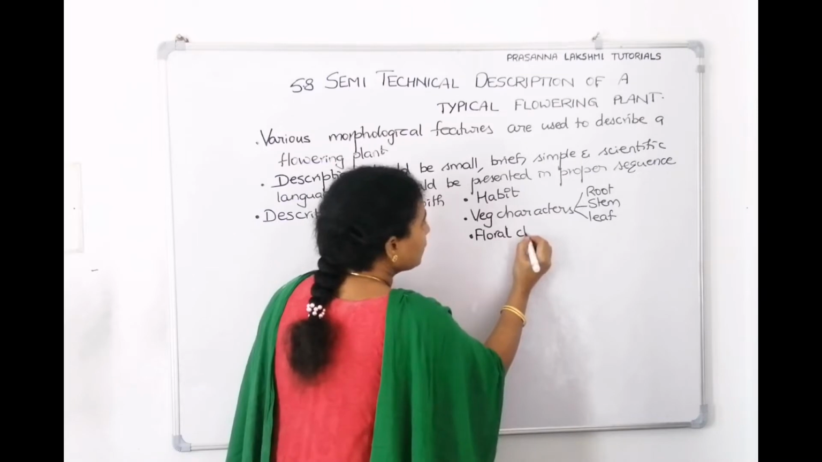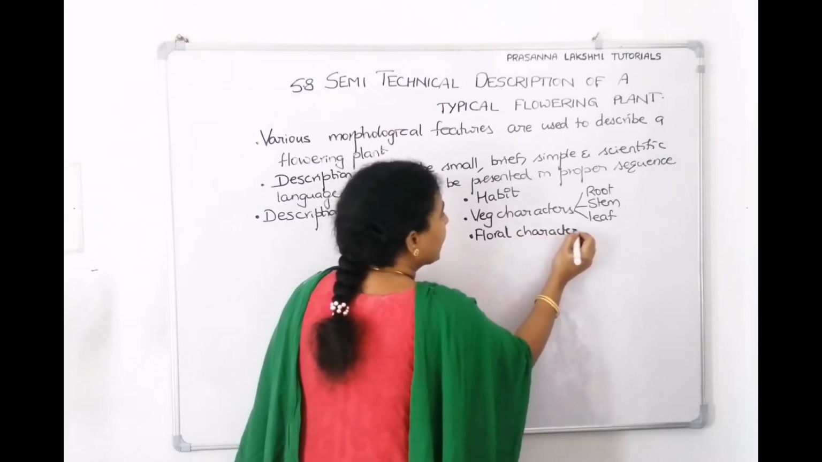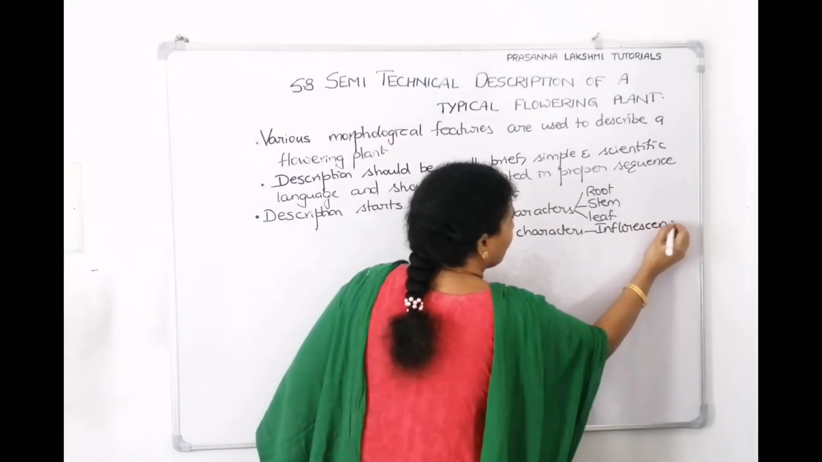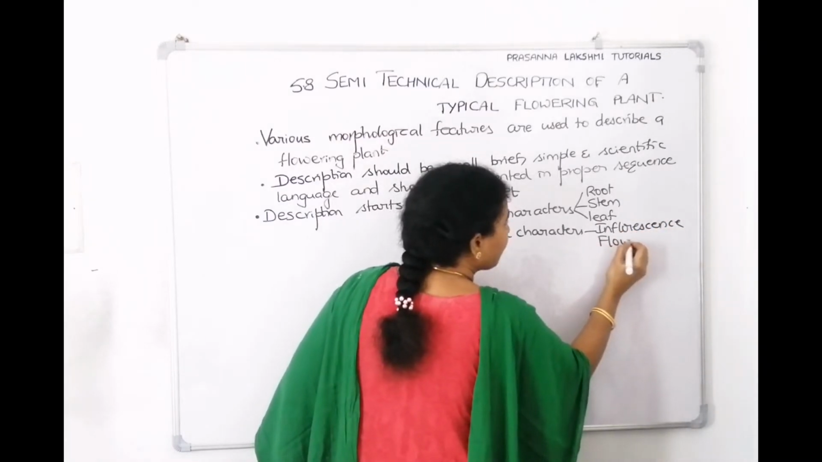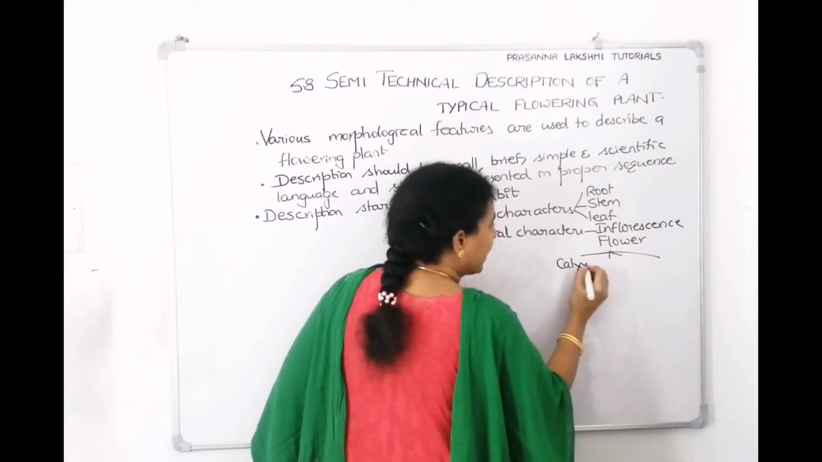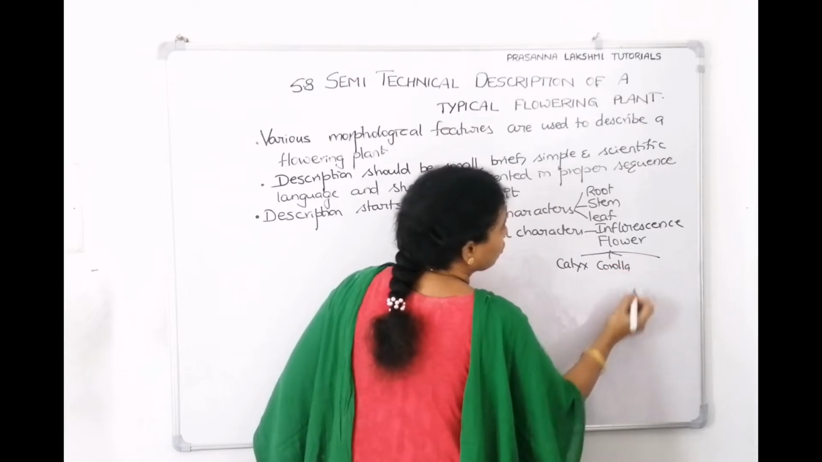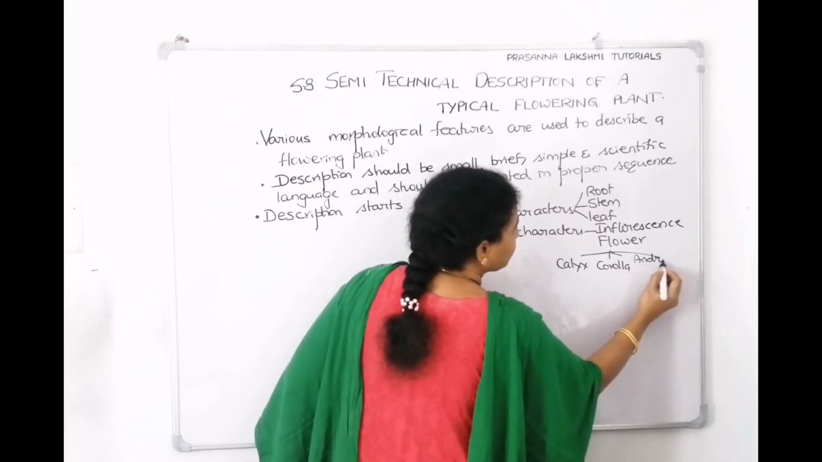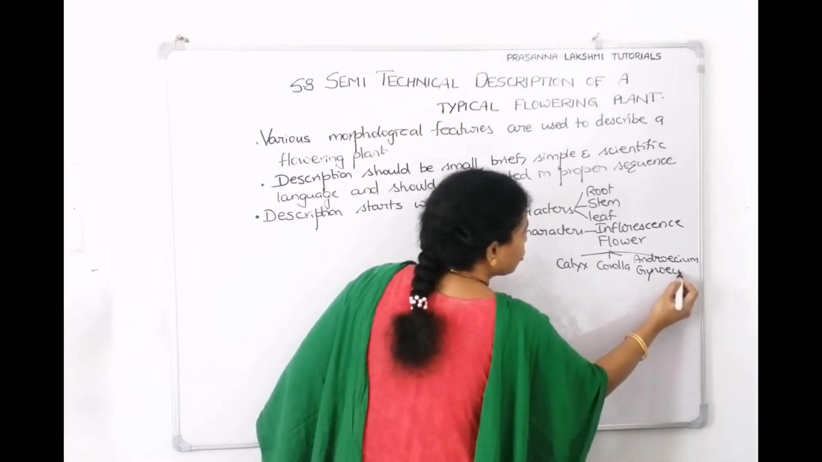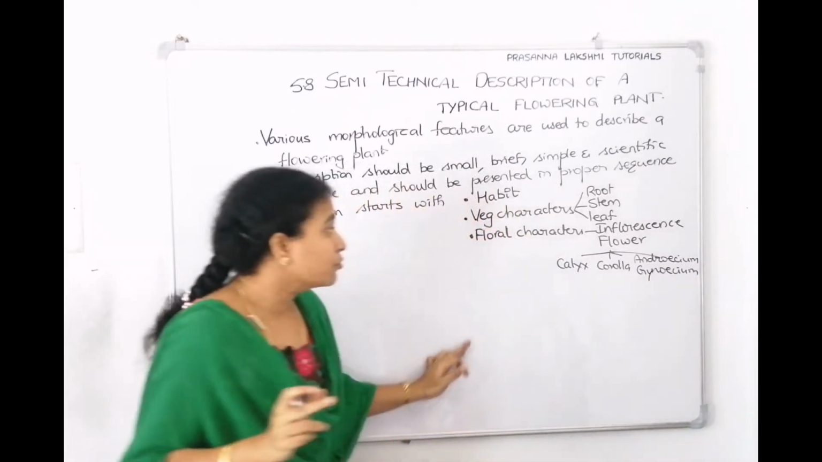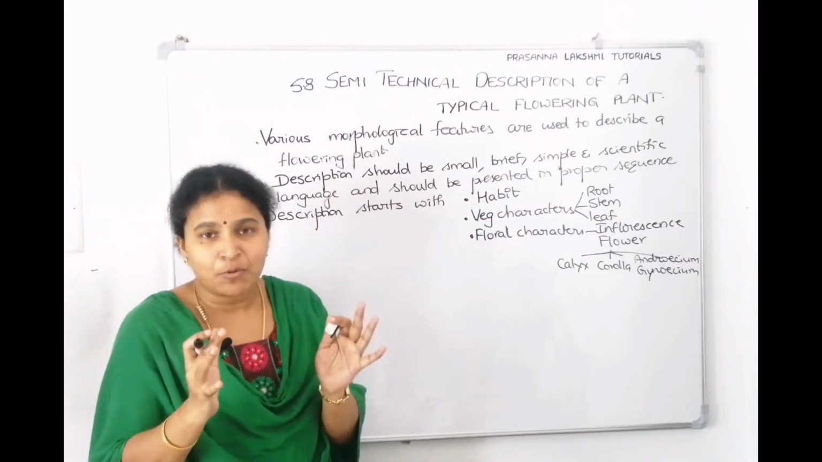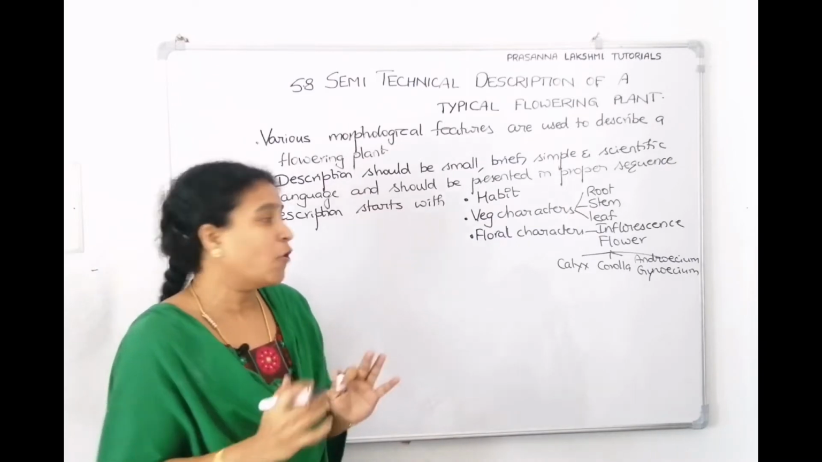Under floral characters, we will tell what inflorescence it has, which type of flower it has, and what the floral parts are. We have to tell about the calyx, the corolla, the androecium, followed by the female one, gynoecium. All these things we represent in the floral character. Then we'll draw the floral diagram and write the floral formula also.